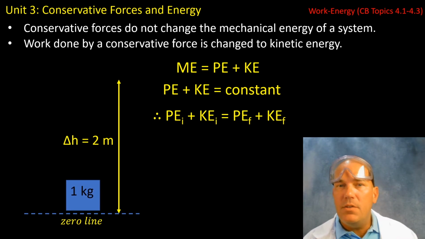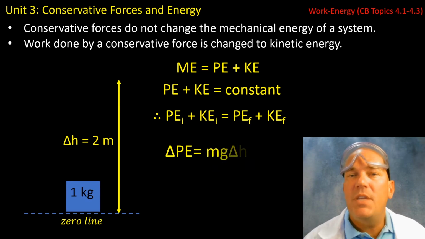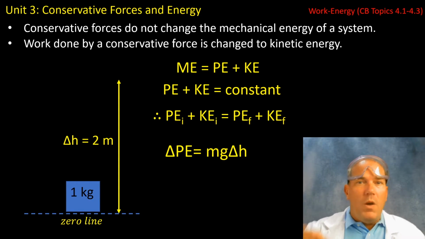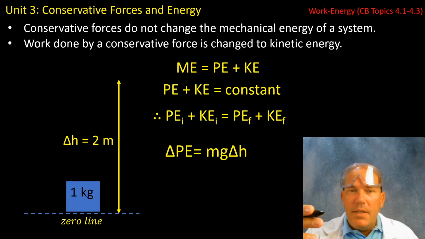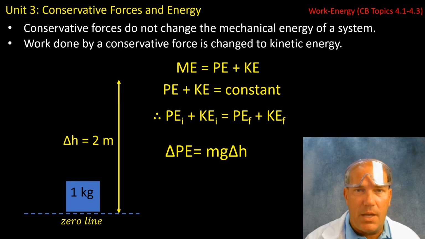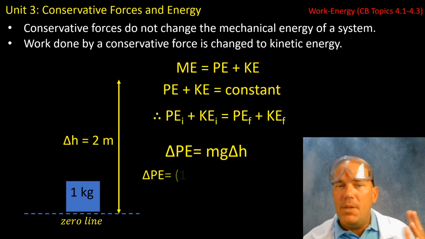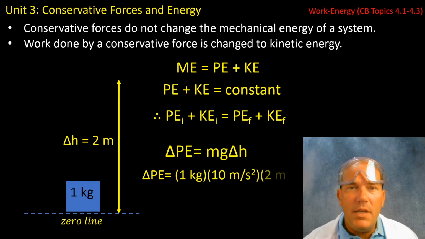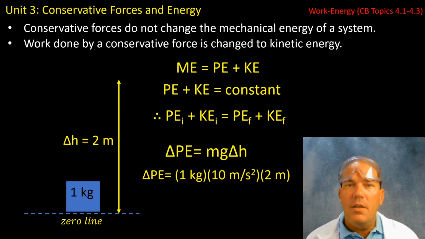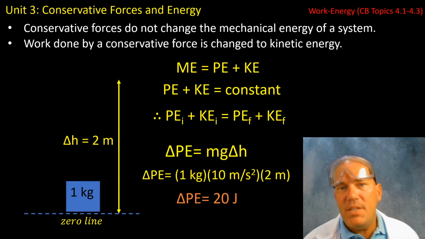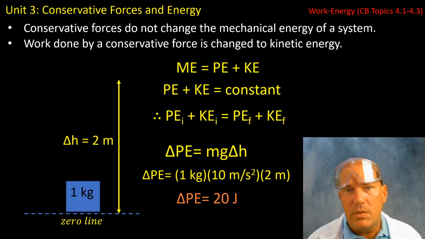So this object drops. Let's talk about the change in potential energy. Well, it was above the zero line, and now it is at the zero line. So we can calculate the change in potential energy very easily by plugging in values for the mass of the object, little g, and of course the change in height being 2 meters. Therefore, its change in potential energy is 20 joules.